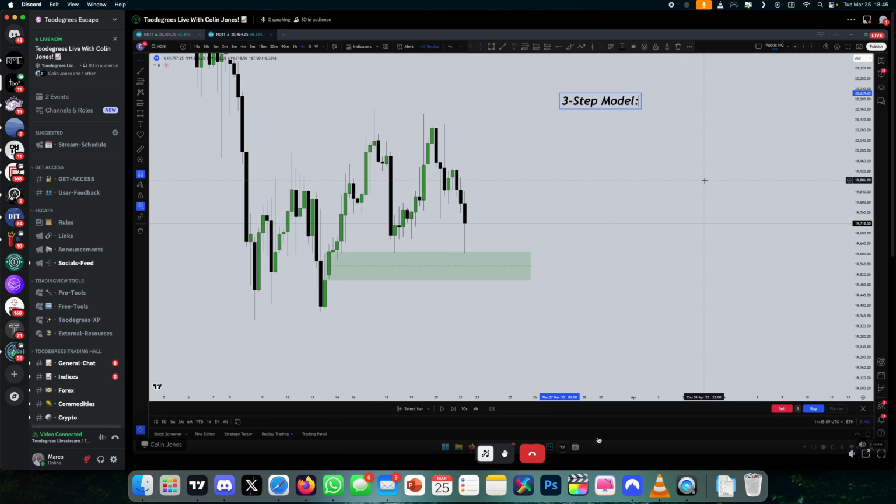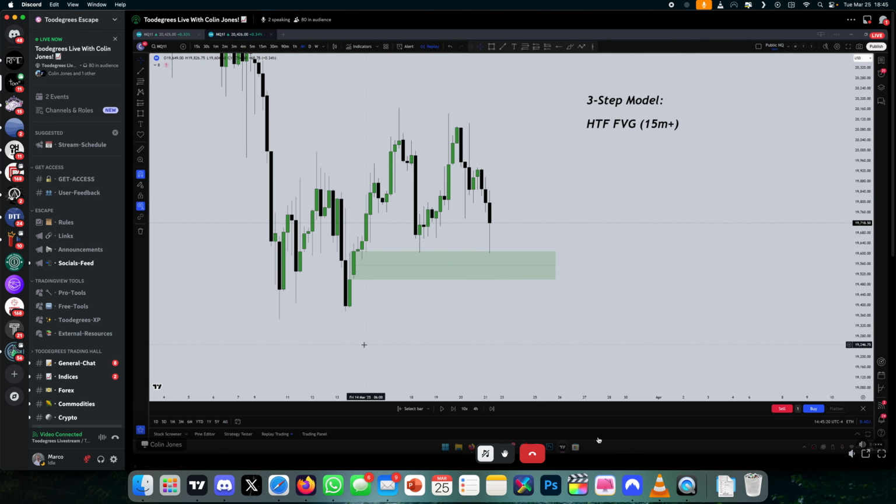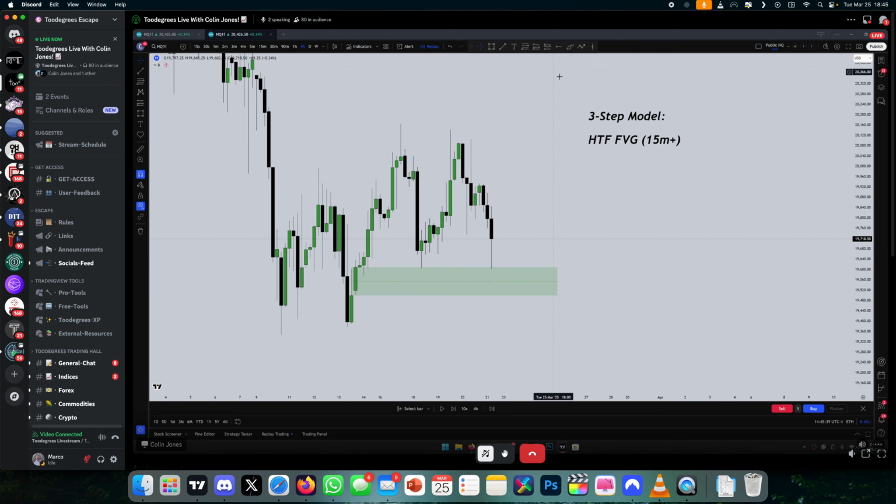I can't type. Forgive me. Step 1, high time frame fair value gap on the 15-minute or higher. In this case, we have a 4-hour fair value gap. Starting with our higher time frames, working our way down, and finding whichever one is going to be holding up price for the day. Okay, or for at least the 3 hours that we're going to be trading, or available to trade. It's more like 2.5. Okay, that's step 1. Step 2.